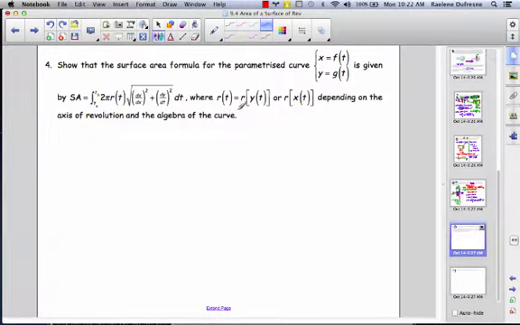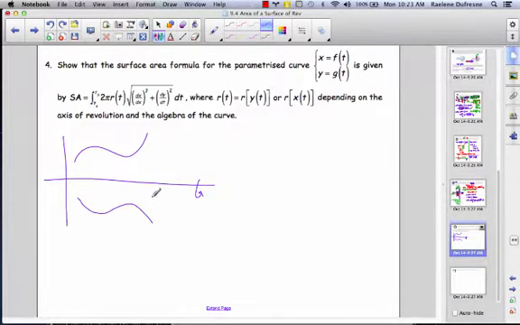We know that r of t is going to be either r as a function of y of time or r as a function of x of time, depending on the axis of revolution and the algebra of the curve. Well, we can start off with a shape if we want. We don't know if the curve is going to be revolved around the x-axis, y-axis, or some other horizontal or vertical line. But if we do that, we can come up with a typical approximating band. We do know that we have the x-axis and the y-axis.